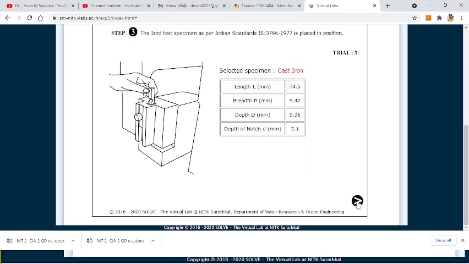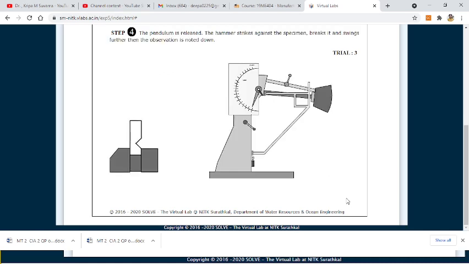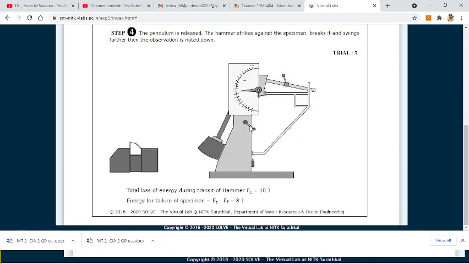Then we will go for trial 3. The specifications are mentioned here. Then again we'll click here so that the hammer strikes against the specimen. So in the third trial we see that energy for failure of specimen is 8 joule.